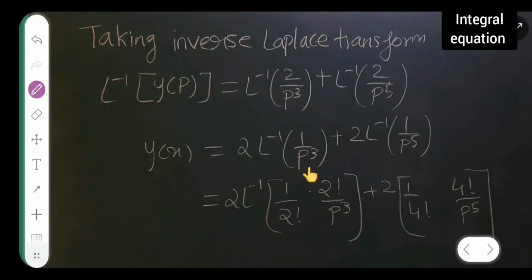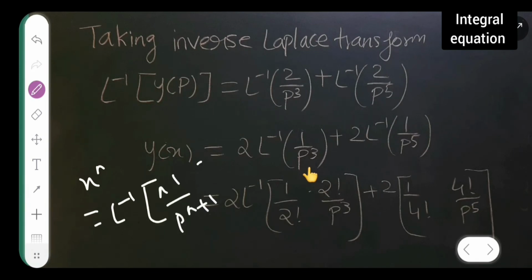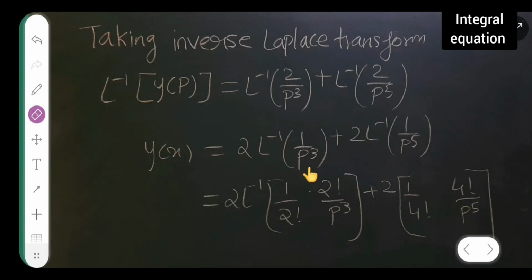Basically, it's like what? x raised to power of n is there, suppose, okay? x raised to power of n is there. So this is equal to what? Laplace inverse of n factorial upon p raised to power of n plus 1, right? Something like this. So I have to balance and get exactly this thing. So 2 Laplace inverse of 1 upon 2 factorial into 2 factorial upon p raised to power of 3.